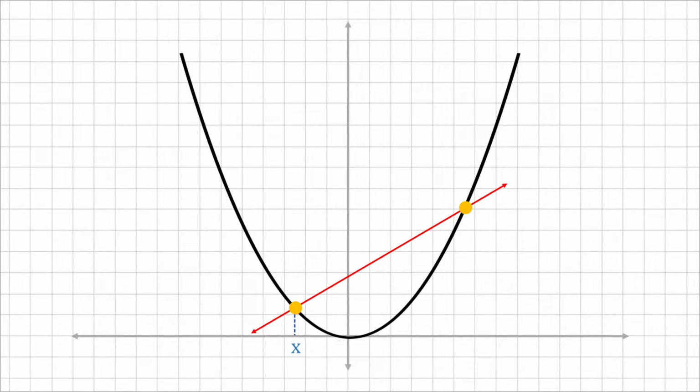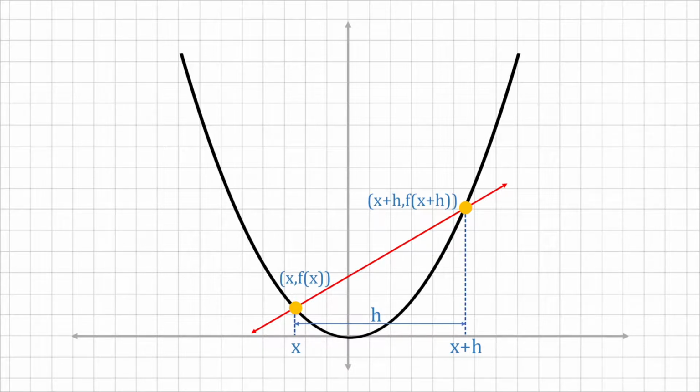If the second point is some distance away horizontally, let's call the distance h, then this point has an x-coordinate of x plus h. So the first point will have an x-coordinate of x and a y-coordinate of f of x, or basically the value of y when x is x, while the second point will have an x-coordinate of x plus h and a y-coordinate of f of x plus h, again meaning the value of y when x is x plus h. Now, we finally have 2 points, which is great because we can use these 2 points in the slope formula, which we all know very well.